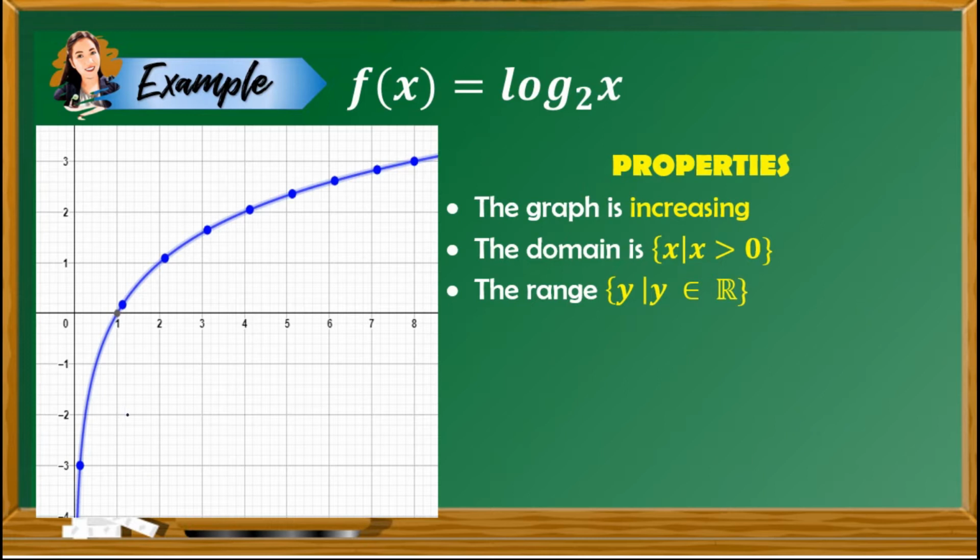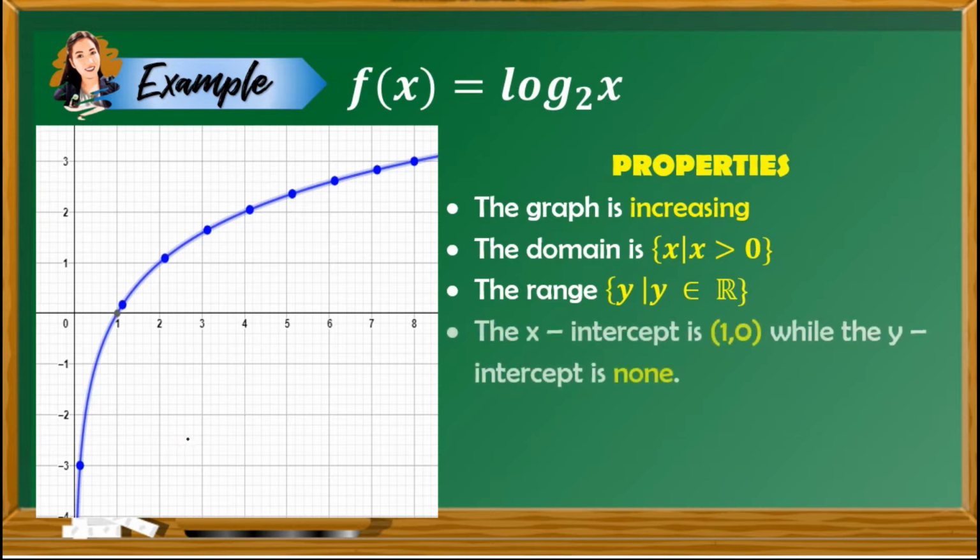Now, let us identify the intercepts. As we can see on our graph, we have a point of intersection of the graph and the x-axis, which is at (1, 0). Therefore, this becomes the x-intercept. While for the y-intercept, as we can see, the graph did not touch the y-axis. Therefore, the y-intercept is none. So again, the x-intercept is at (1, 0), while the y-intercept is none.